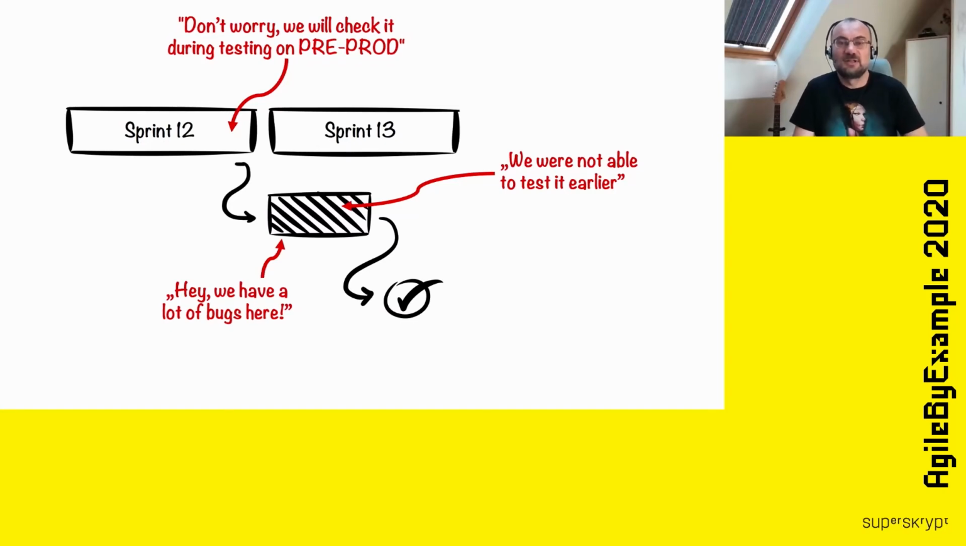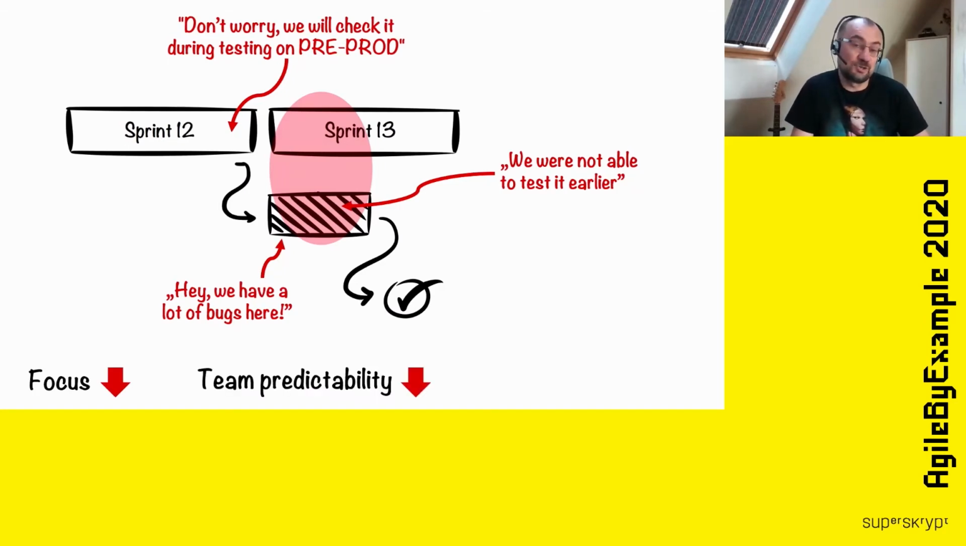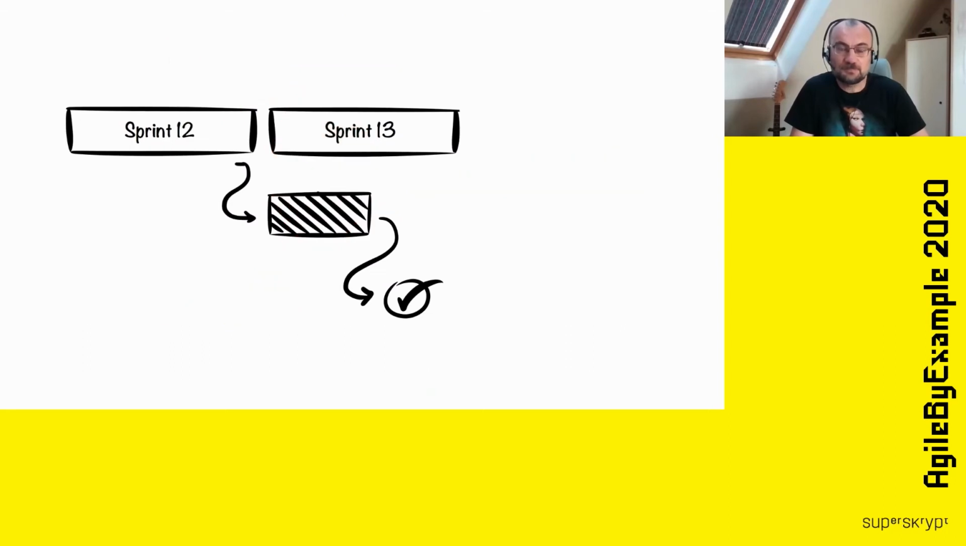The result was easy to predict, because during this period, team members were split into two very different activities. First of all, they work on new features from the current sprint, but on the other hand, they also participated in retesting and bug fixing on the previous stuff. So focus of the team went down, the team predictability went down, product owner satisfaction went down, overall satisfaction also went down. And there was one more important problem.